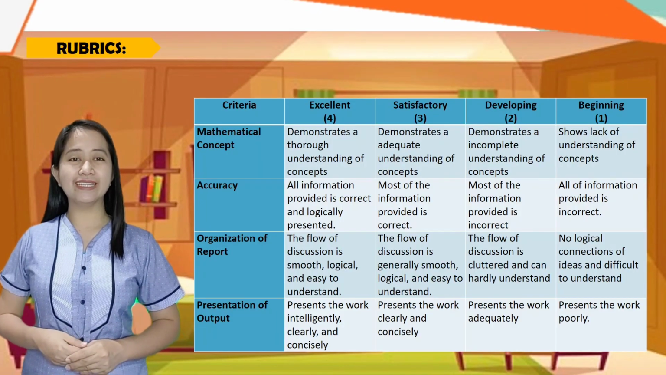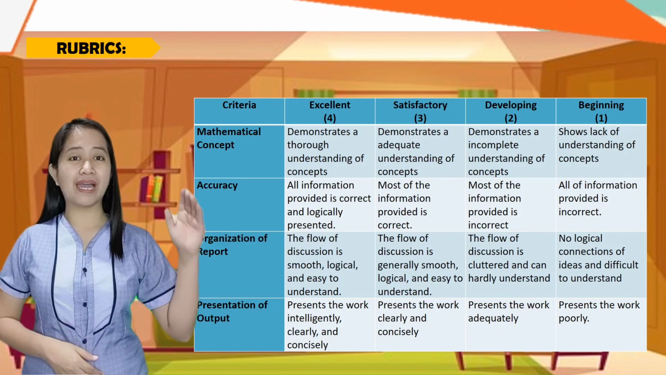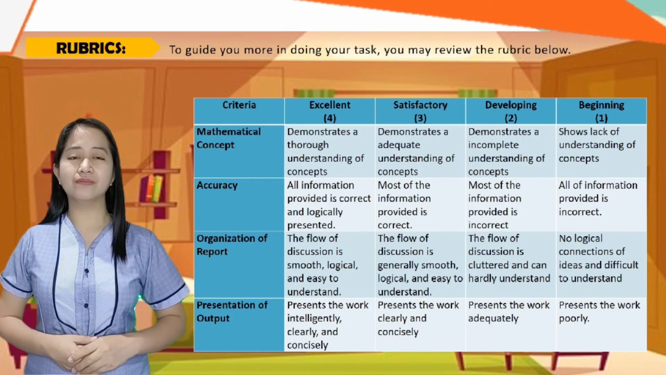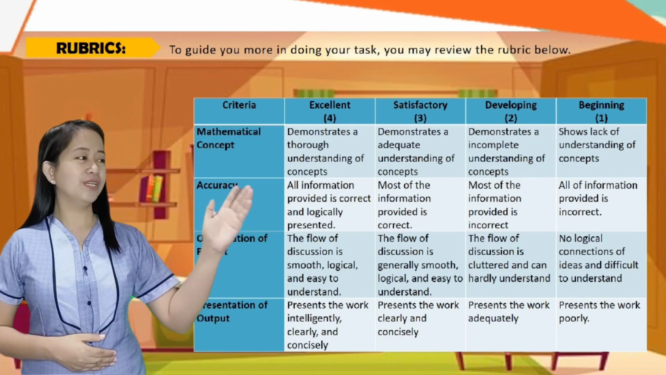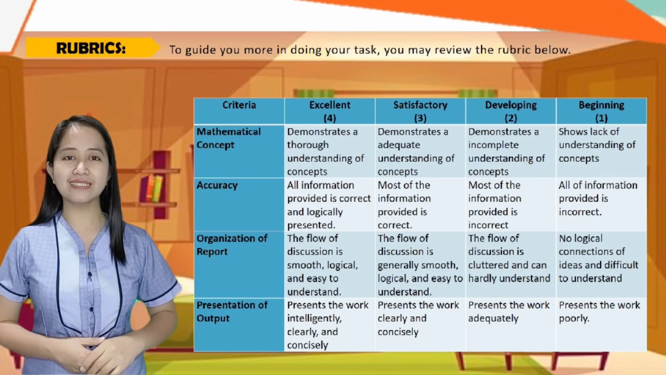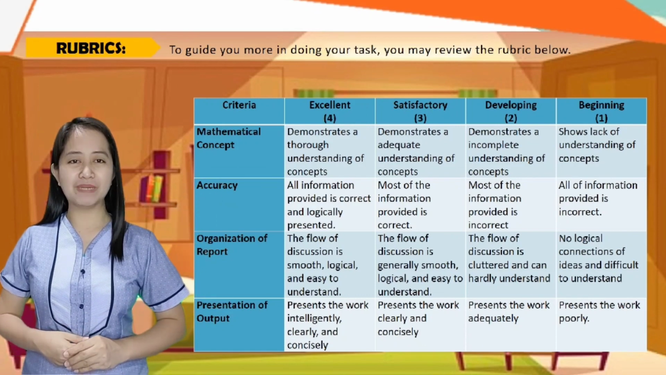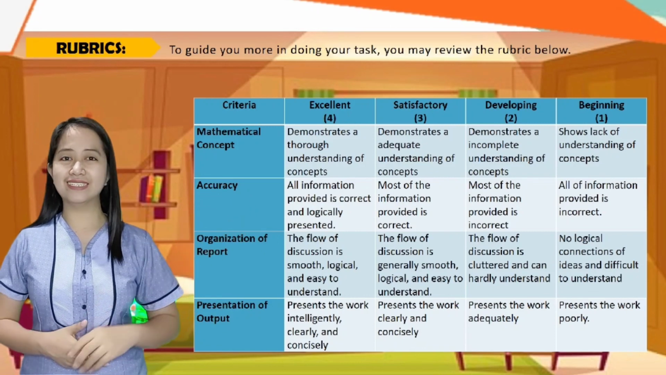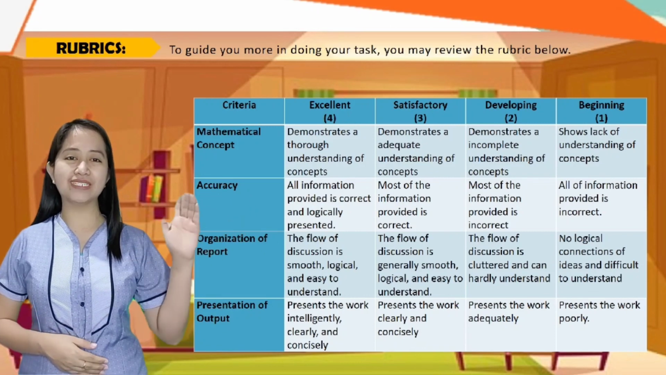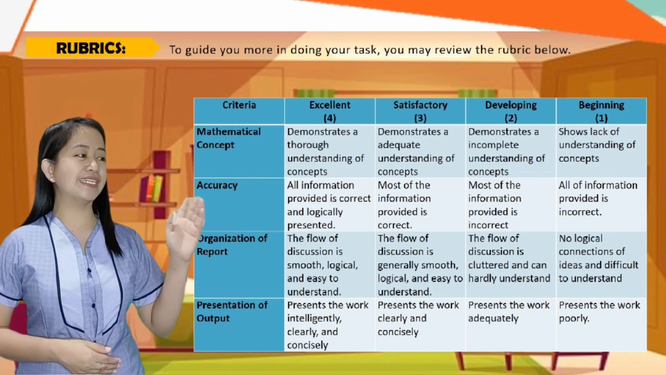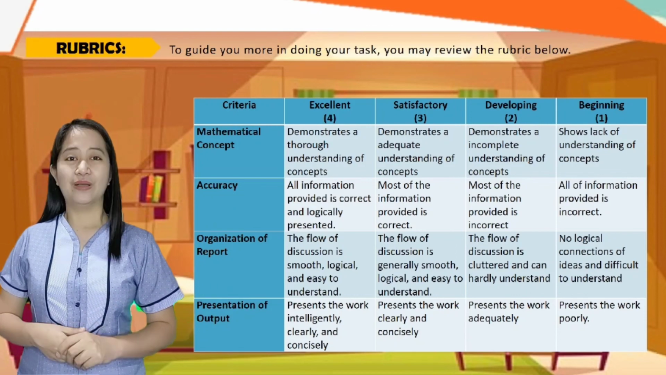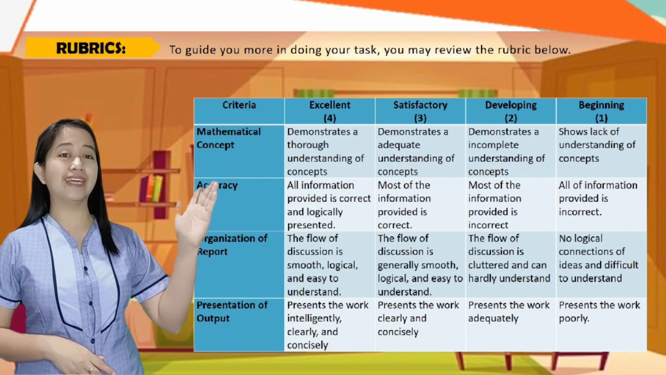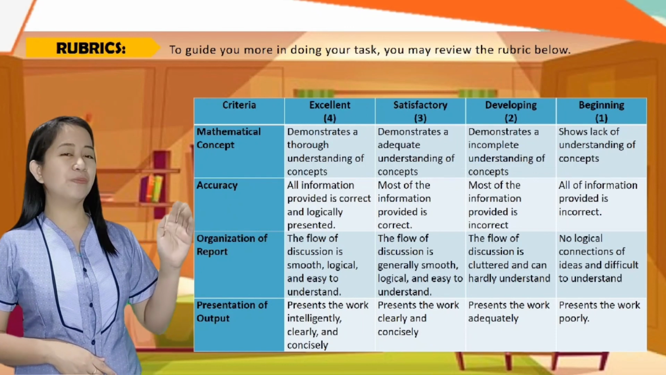Your output will be graded based on the following criteria. The first is the mathematical concept. Does your output demonstrate a thorough understanding of the concept? Another thing is the accuracy. Is all information provided correct and logically presented? You also have to give emphasis on the organization of the report. Is the flow of the discussion smooth, logical, and easy to understand? And of course, lastly is the presentation of the output. Did you present the work intelligently, clearly, and concisely? Alright, so these are all the criteria that would be the basis of your grades. So your output would be graded as excellent, satisfactory, developing, or beginning.